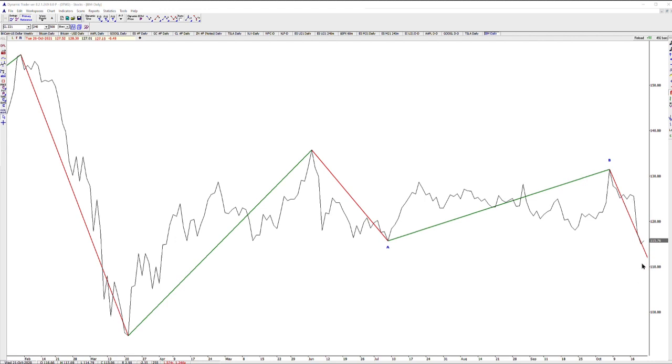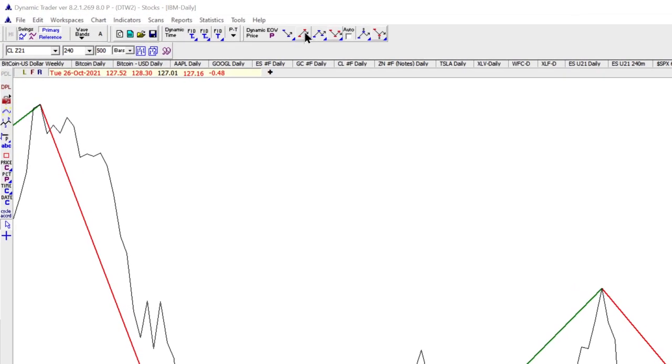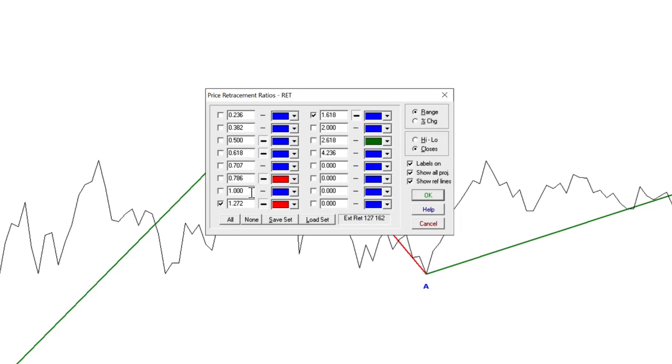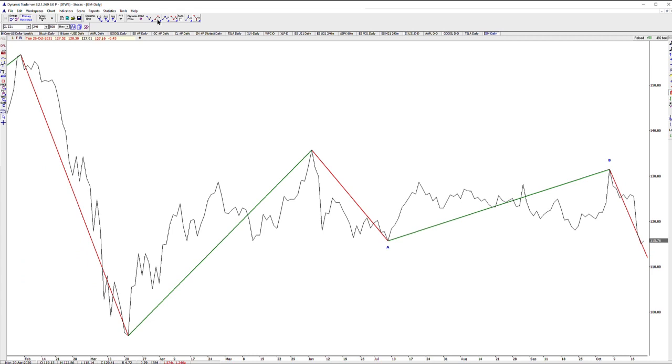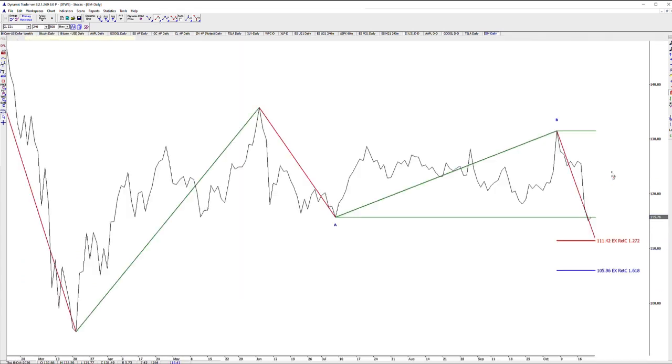Well, the final section of a correction is usually at or near the 127 or 162% external retracement, so we'd want to do the external retracements of, in this case, the wave B. So let's do that, and let's check out which retracements we have checked off here. There's 127, 162, and I have closes checked off, so we'll do them by the close. So let's go ahead and do those on this chart.